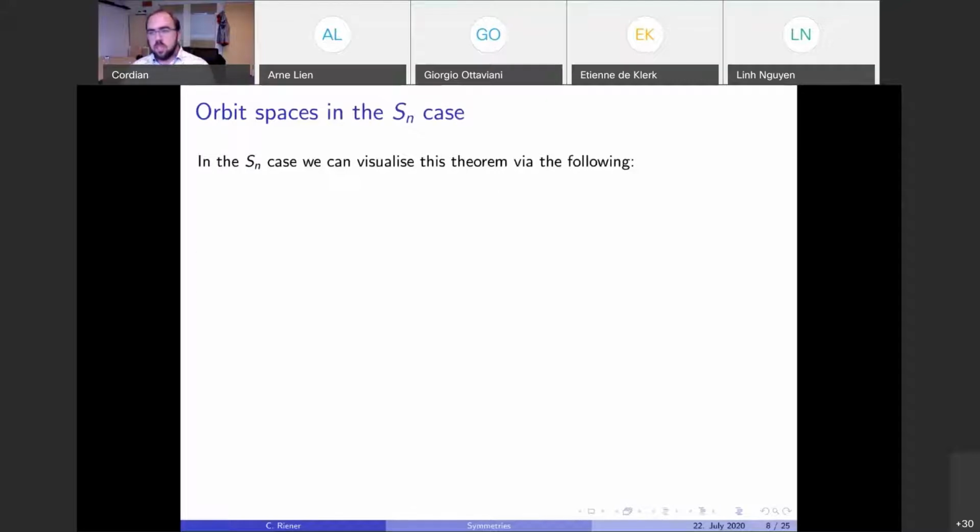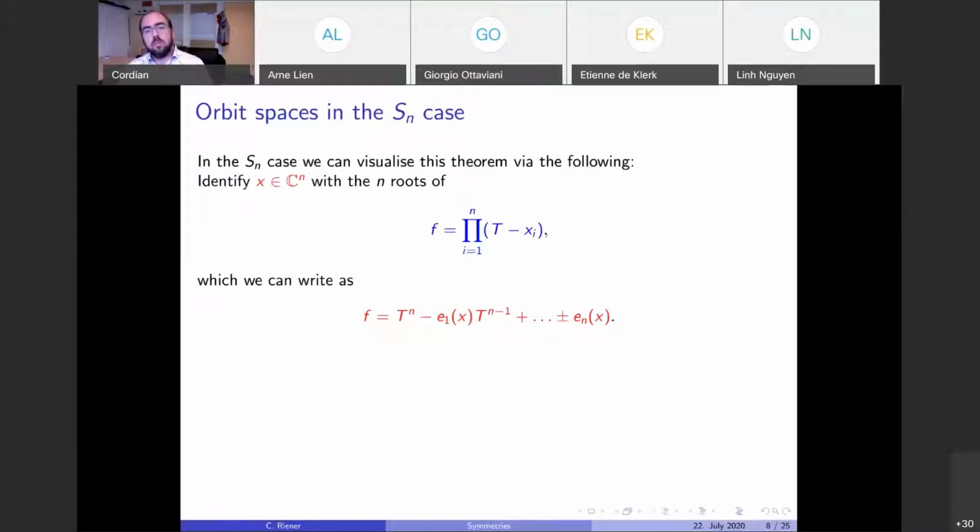So let's look at this rather ad hoc theorem in a very easy situation, the symmetric group again. If we take the symmetric group S_n, what can we think of when we think about this theorem? The important, interesting first step is that, to get this nice visualization, we identify a point x in C^n with the n roots of a polynomial f.